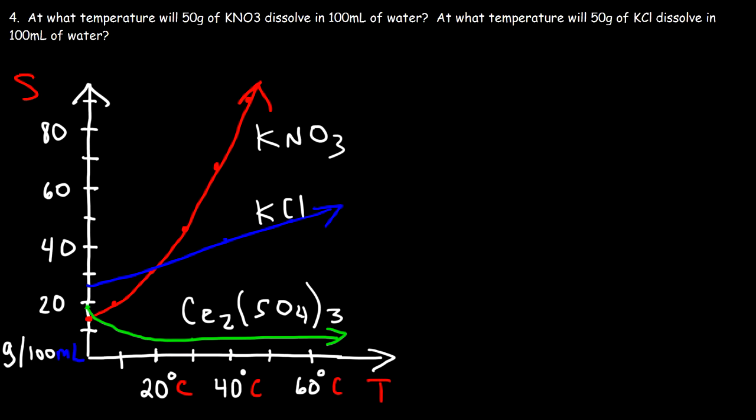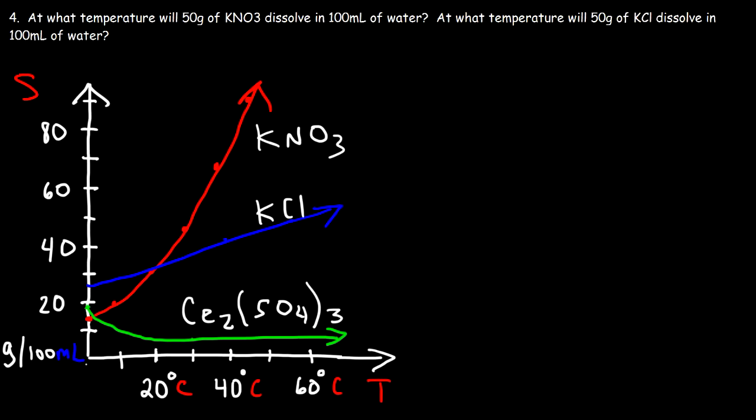Number 4, at what temperature will 50 grams of potassium nitrate dissolve in 100 milliliters of water? So potassium nitrate is the red line, and we're given the solubility, it's 50. So we've got to find the x value that correlates to this point. So let's go down along the x-axis. So the temperature is approximately 30 degrees Celsius. At that temperature, we could dissolve 50 grams of potassium nitrate in 100 milliliters of water.